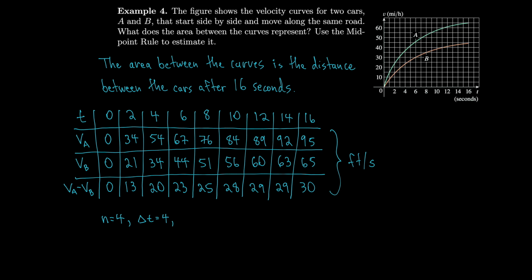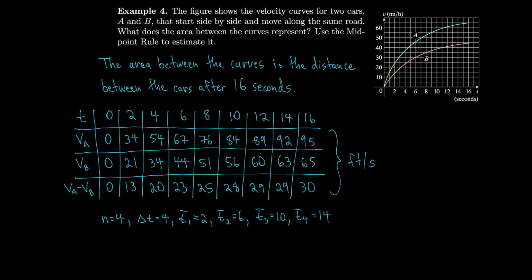We're using the midpoint rule, so we need to find a bunch of sample points that are all midpoints. So for our first one, that's 0 to 4, the midpoint would be 2. Second one, 4 to 8, the midpoint would be 6, and so on. So we write that t1 bar is equal to 2, t2 bar is equal to 6, t3 bar is equal to 10, and t4 bar is equal to 14.